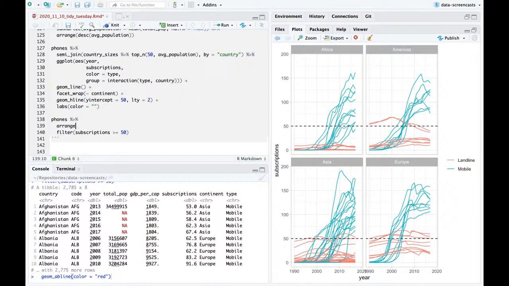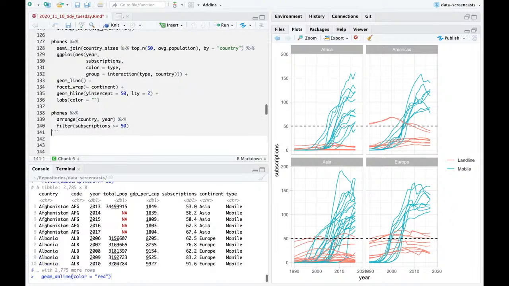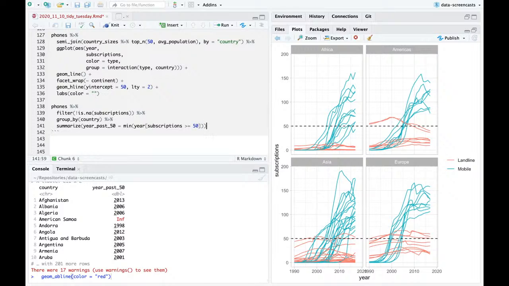What I can do is arrange by country and year, filter, but no, I'm not going to do that because I want to include ones that never went above it. So I want to filter, group by country, summarize year past 50 as the min of year where subscriptions are greater than or equal to 50. Cool.